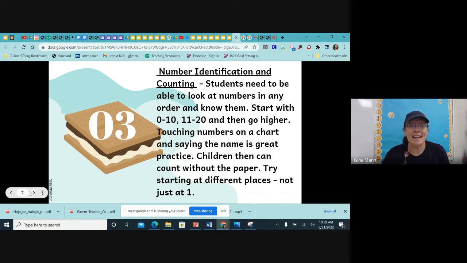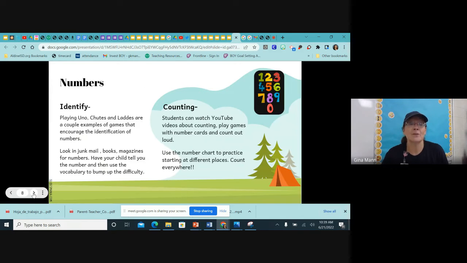And my next slide has some ideas. Okay. So identifying numbers. So many fun things to do. Playing Uno. I have my Uno cards right here. I found this box and I wondered where it was. This was supposed to be a Christmas present for one of my kids and I couldn't find it. I just found it. And I was like, hey, I can take this. So these Uno cards are great practice.